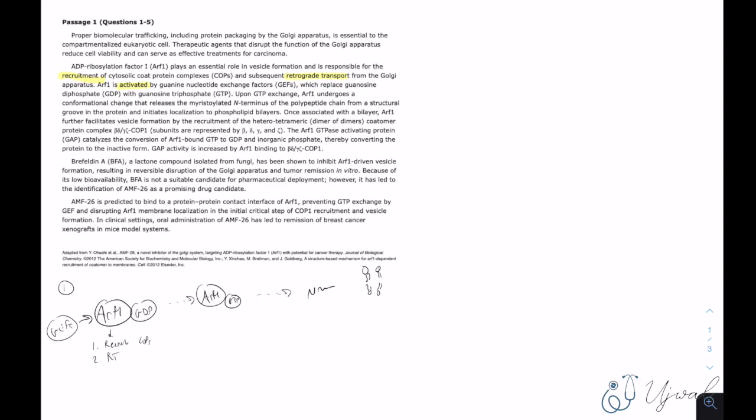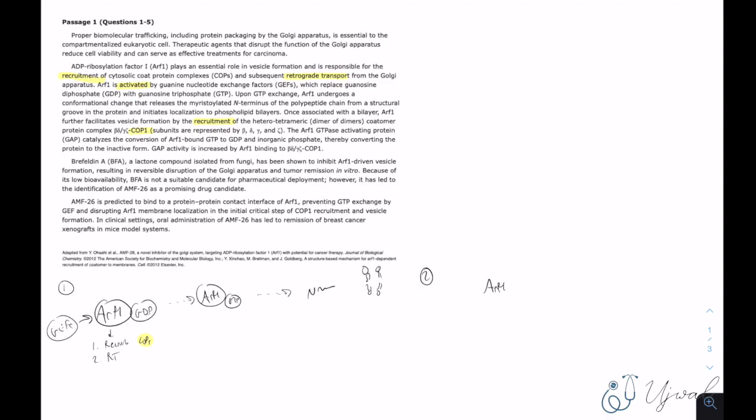All right, next we jump into the next sentence, and it says, once associated with a bilayer, ARF1 further facilitates vesicle formation by the recruitment, okay, so we've got another keyword, of the heterotetrameric dimer of dimers COPI protein complex. Okay, and then here it says COP, and so that makes me think of the COPs that we talked about right there in the beginning. So it recruits COPs. These are probably what those molecules are. And then we have subunits represented by beta, delta, gamma, and then another Greek letter that I don't know. So, all right, that's the next thing that we see here. And so I'm going to go ahead and draw that out in my next scene.